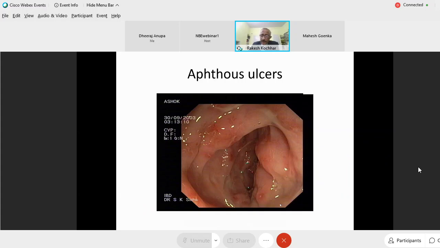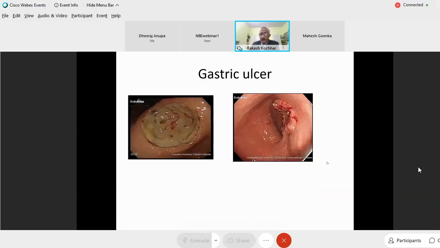What is an aphthous ulcer? Aphthous ulcer is an ulcer which is like this with necrotic base but surrounded by a red halo or pink halo. So this is also an aphthous ulcer. This is an aphthous ulcer. So an ulcer is necrotic base surrounded by a halo. So that defines an aphthous ulcer, classically seen in Crohn's disease, but can also be seen in conditions like non-steroidal anti-inflammatory drugs and certain other conditions.